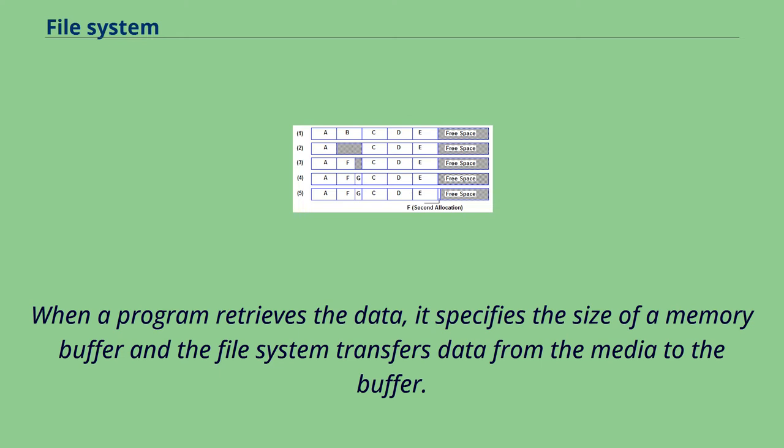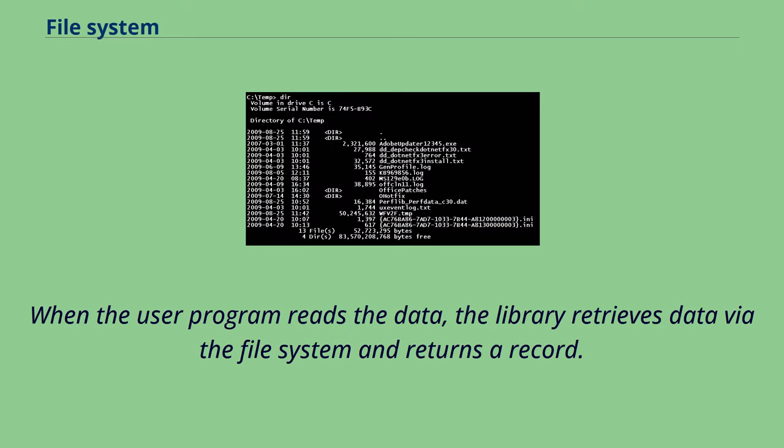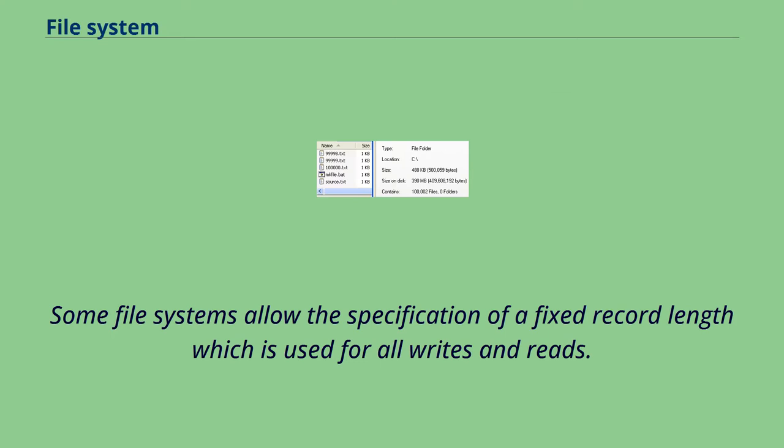When a program retrieves the data, it specifies the size of a memory buffer and the file system transfers data from the media to the buffer. A runtime library routine may sometimes allow the user program to define a record based on a library call specifying a length. When the user program reads the data, the library retrieves data via the file system and returns a record. Some file systems allow the specification of a fixed record length which is used for all writes and reads.